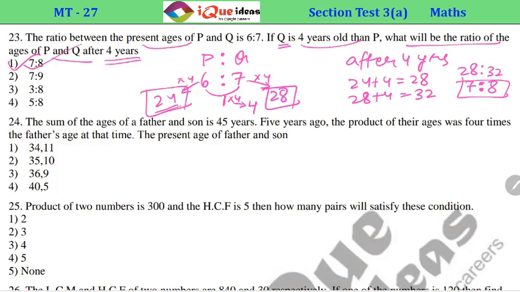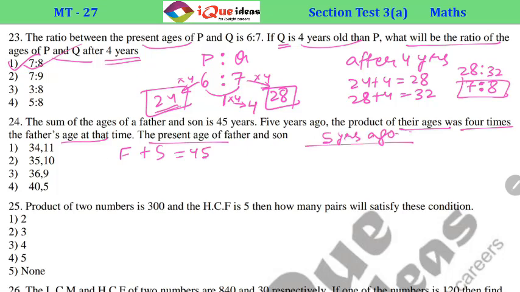Now the question 24, it says the sum of the ages of father and son is 45 years. 5 years ago, the product of their ages was 4 times the father's age at that time. Right. So let's say F plus S is equal to 45. Now 5 years ago, their ages would be F minus 5 and S minus 5, and at that time their product, so product will be F minus 5 into S minus 5 is equal to 4 times the father age at that time.